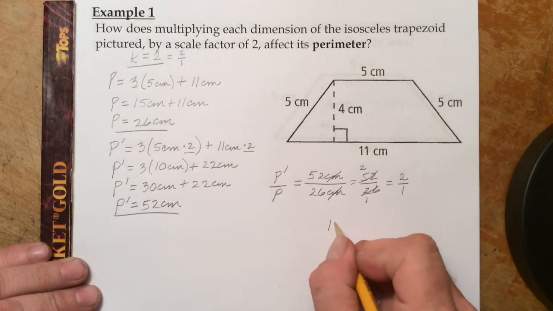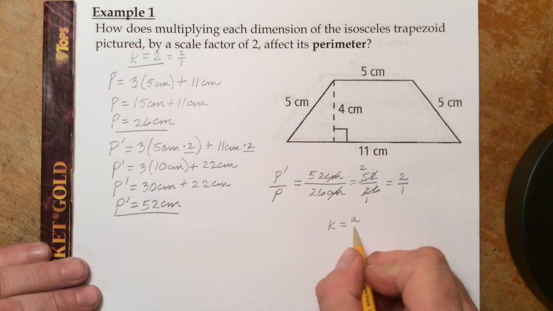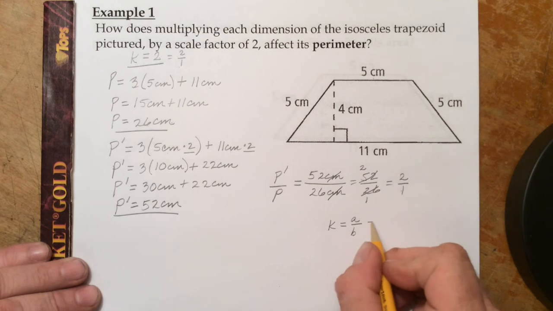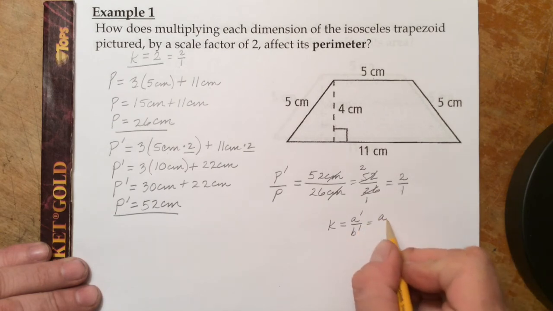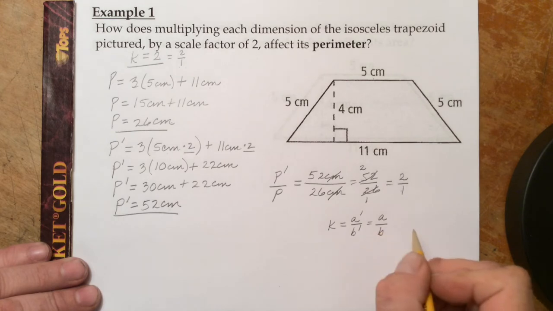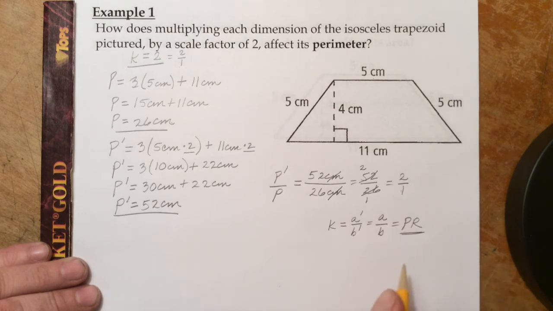So we can conclude that when we have a scale factor, we take the top and bottom numbers and simply take them to the first power, and we still get a to the first over b to the first, or a over b. We still get k. This is called the perimeter ratio, PR. So the perimeter ratio is the same as the scale factor.